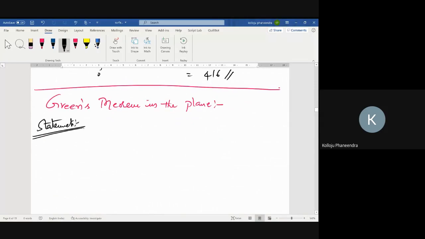Next, Green's theorem in the plane. The statement is, just give me a minute. Notations are important here. F and G are given. Statement: let C be a piecewise smooth, simple closed curve.